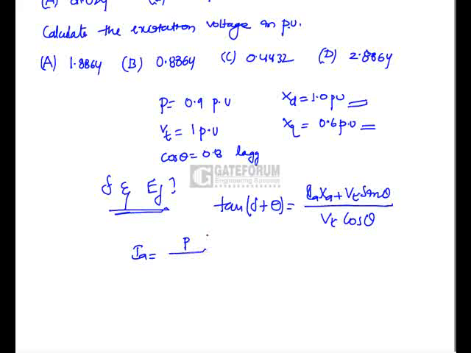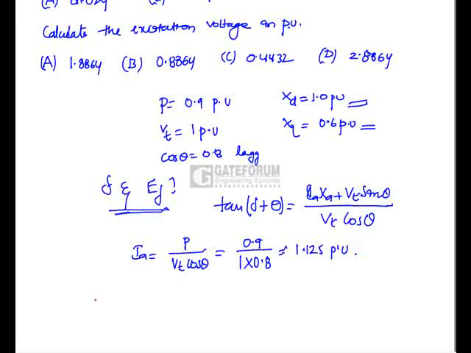Now what is the armature current Ia? We know that P by Vt into cos theta is equal to the armature current, where power P is given as 0.9 per unit, terminal voltage Vt is given as 1 per unit, and cos theta is 0.8. So the ratio gives you 1.125 per unit.